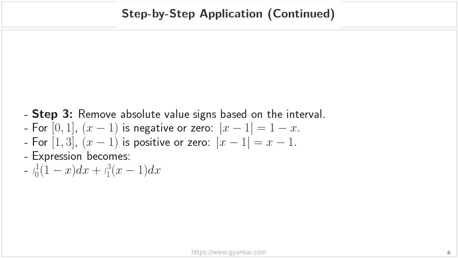So, after removing the absolute value signs based on their respective intervals, our original integral transforms into the sum of two simpler integrals. We now have the integral from 0 to 1 of 1 minus x, plus the integral from 1 to 3 of x minus 1. This is a crucial step because it allows us to apply the standard rules of integration to each part separately. In the next step, we'll actually perform those integrations, and then we'll be just one step away from our final answer. Does that make sense so far?